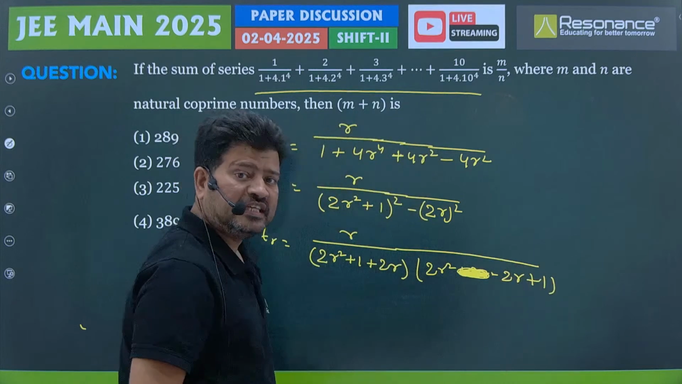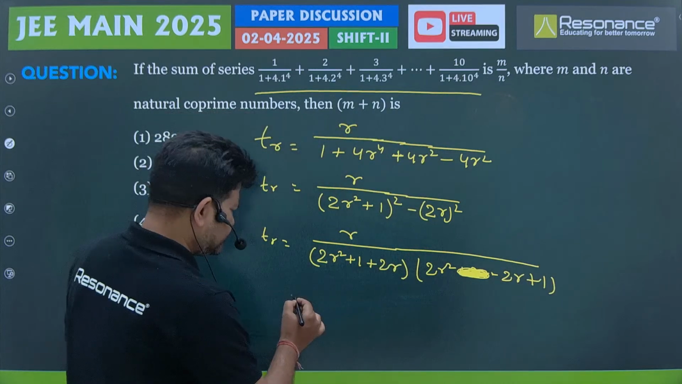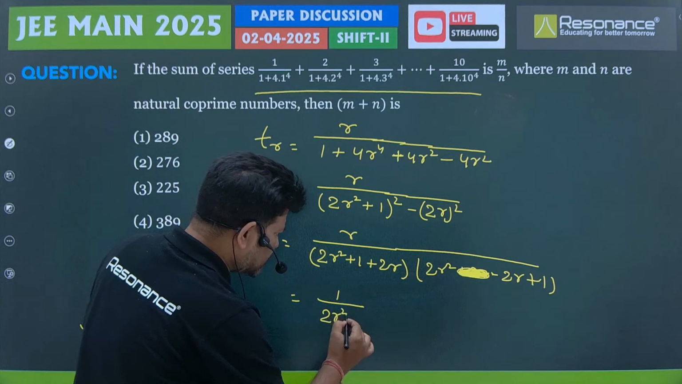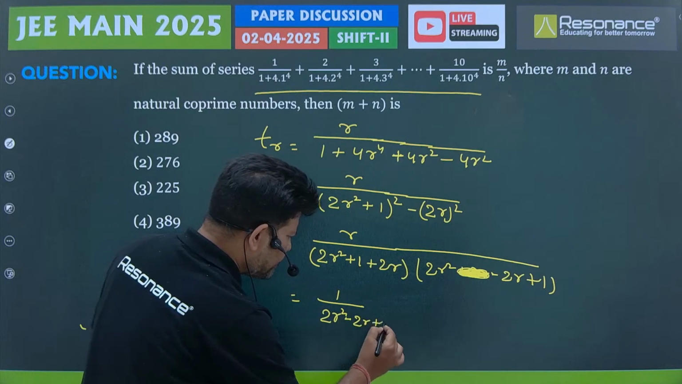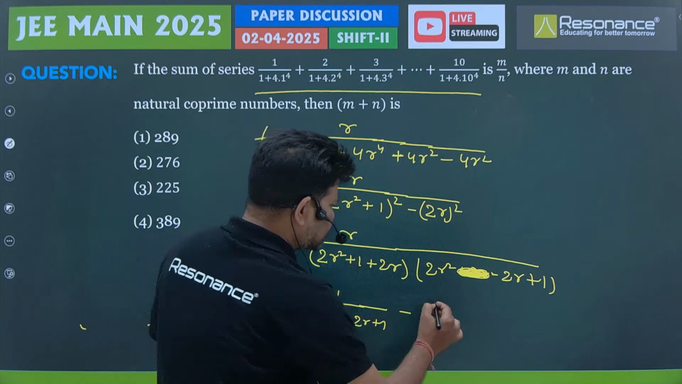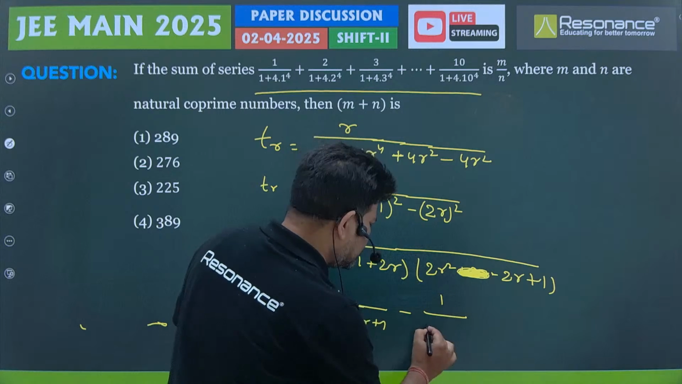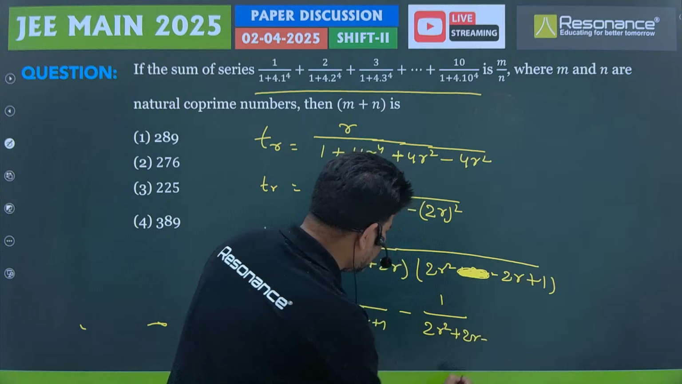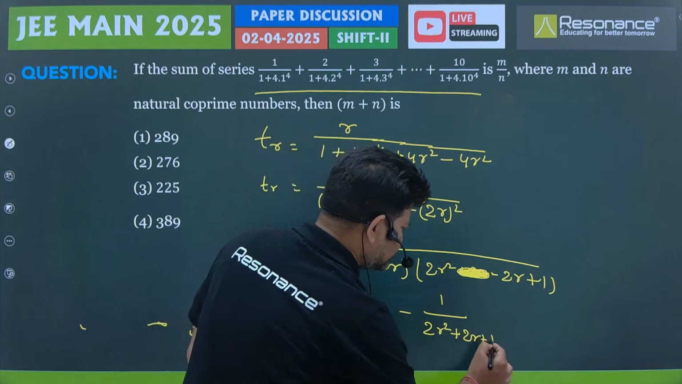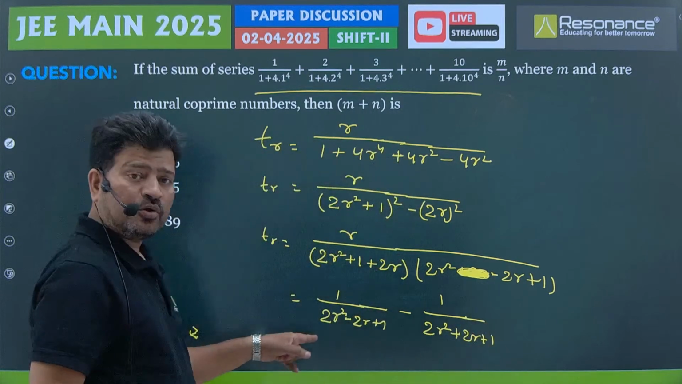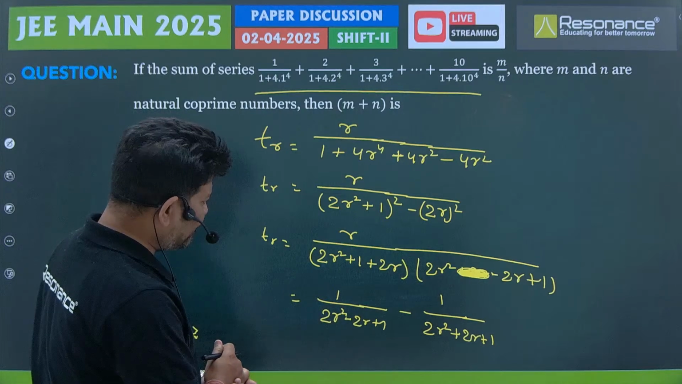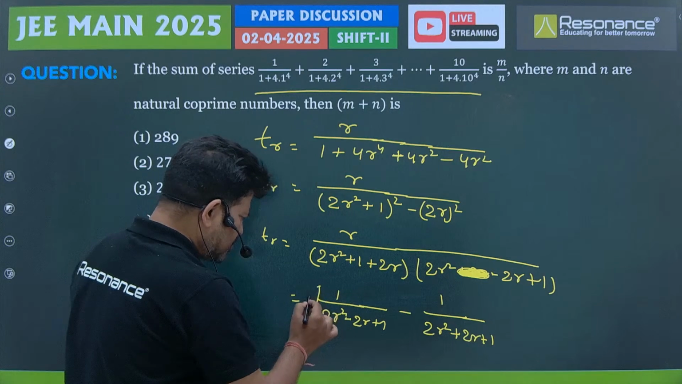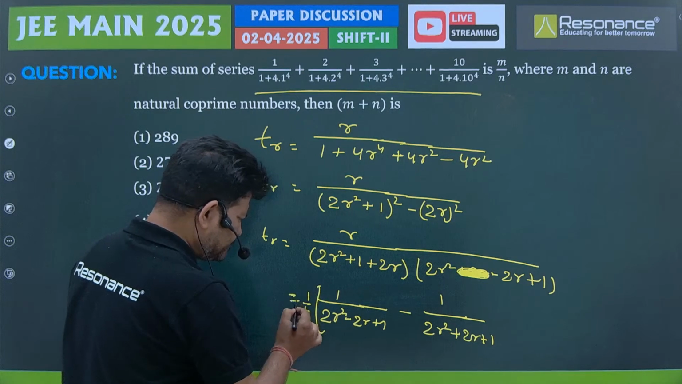Now this we can easily split into two parts: 1 by (2r square minus 2r plus 1) minus 1 by (2r square plus 2r plus 1). If you take the LCM, the numerator will come 4r. But here r is there, so that's why we take 1 by 4.